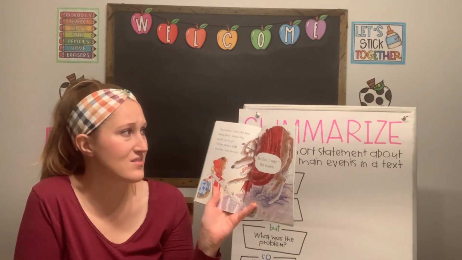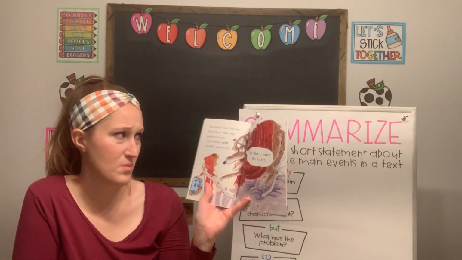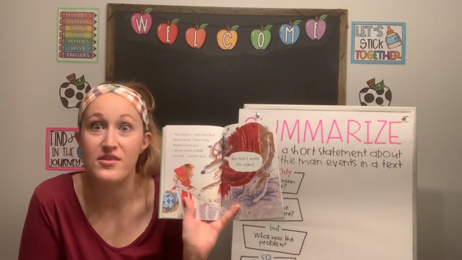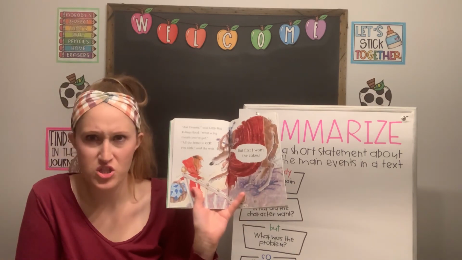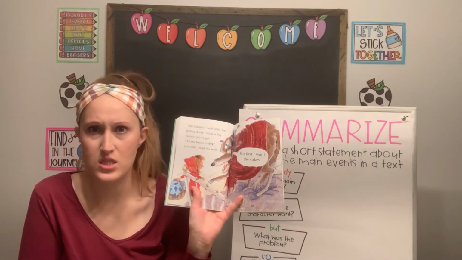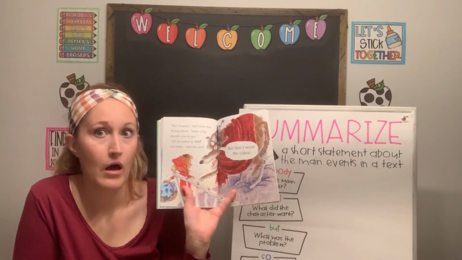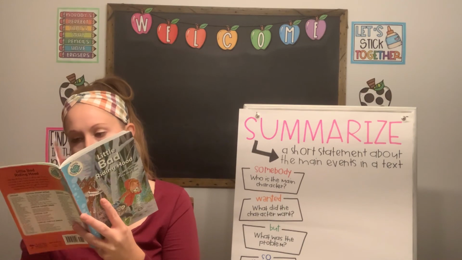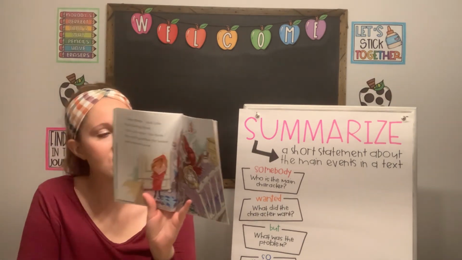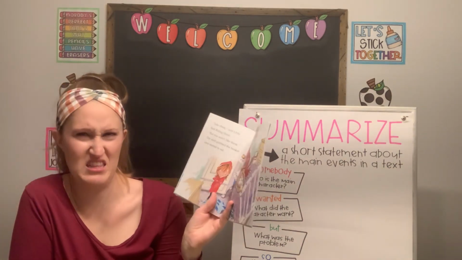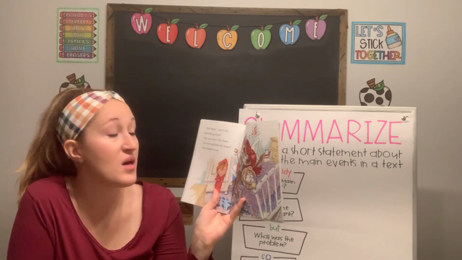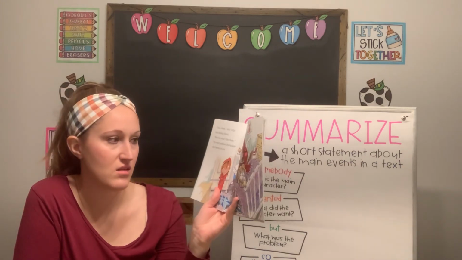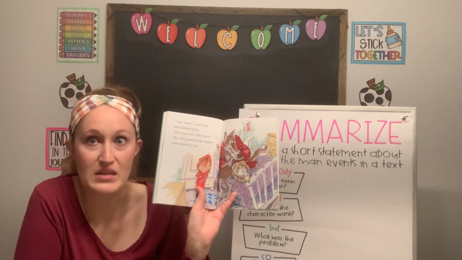"But Granny," said Little Bad Riding Hood, "what a big mouth you've got." "All the better to eat you with," said the wolf. "But first, I want cakes." Uh-oh. "Take them," said Little Bad Riding Hood, "but you won't like them." The wolf grabbed the basket and started to eat.